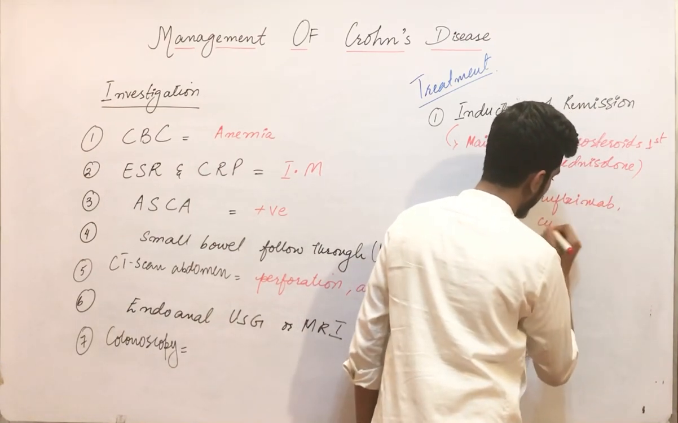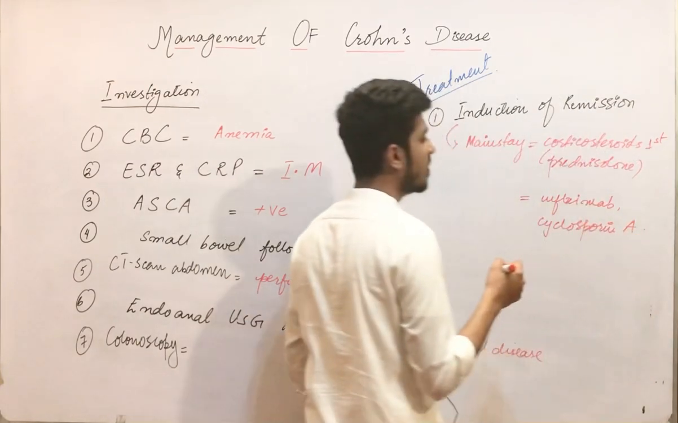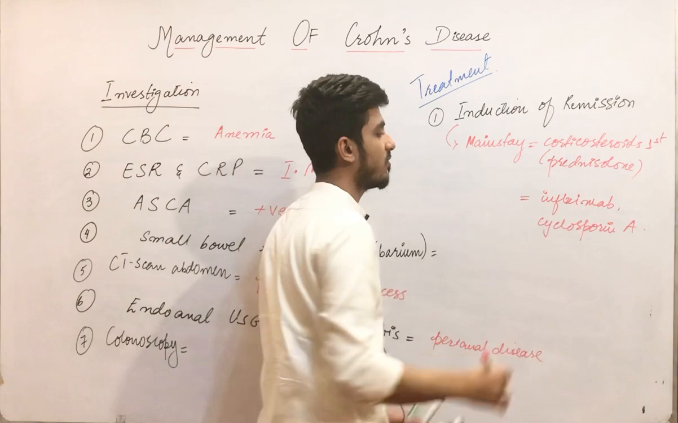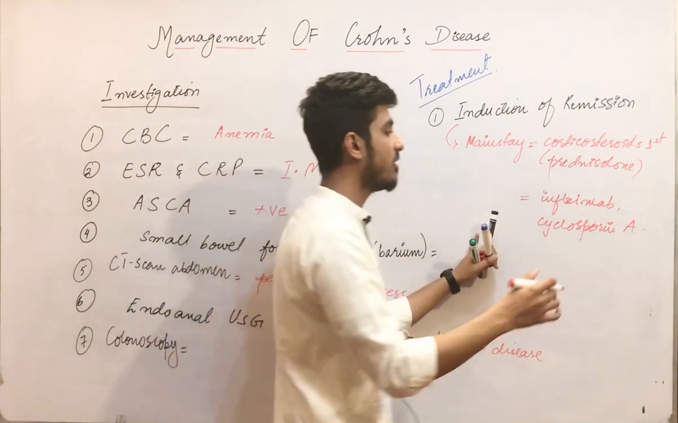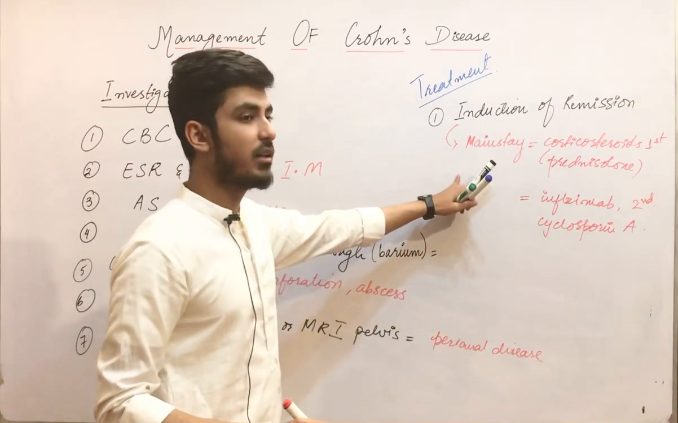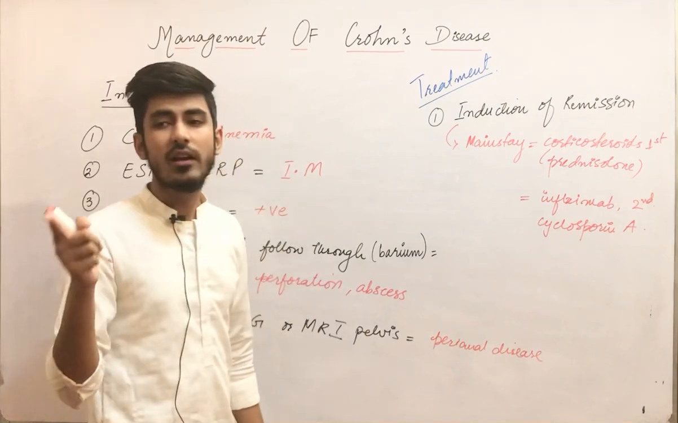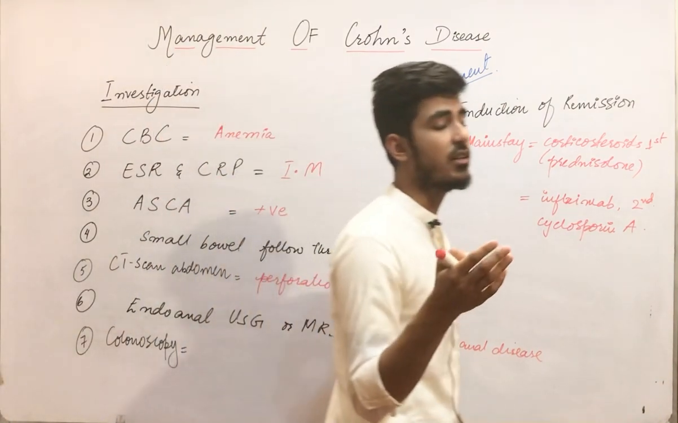Infliximab or cyclosporin A. Immunosuppressants. So this is anti-TNF. They are immunosuppressants that you will give to the patient if they are not responding to the corticosteroids. Clear?